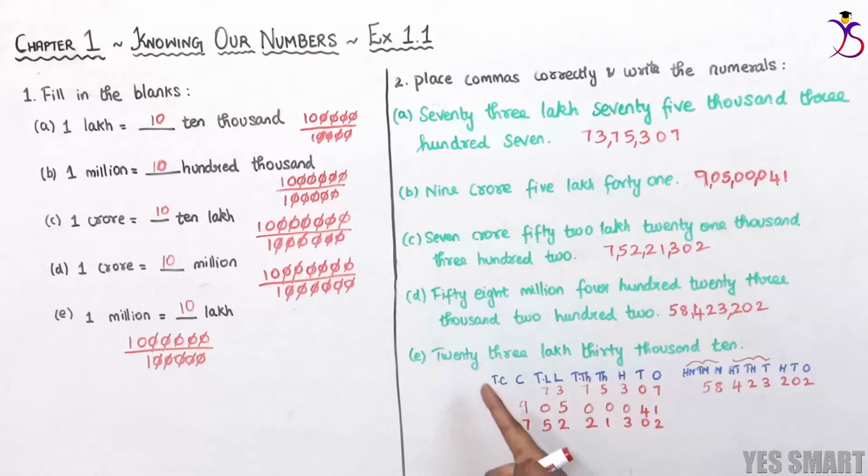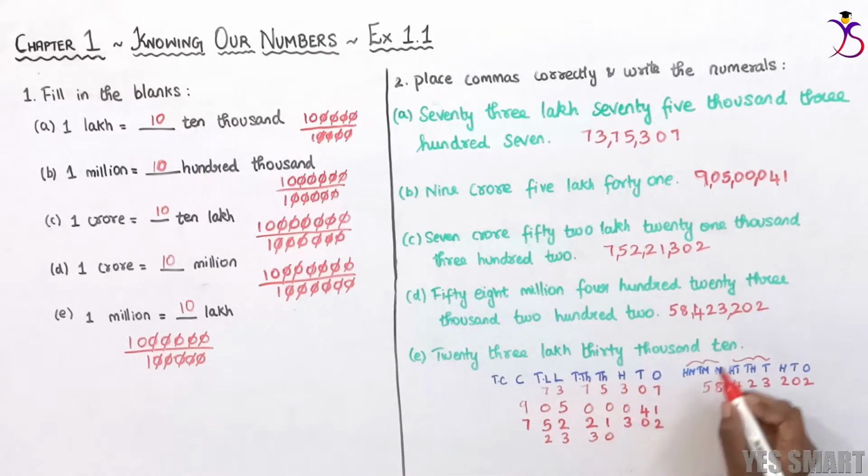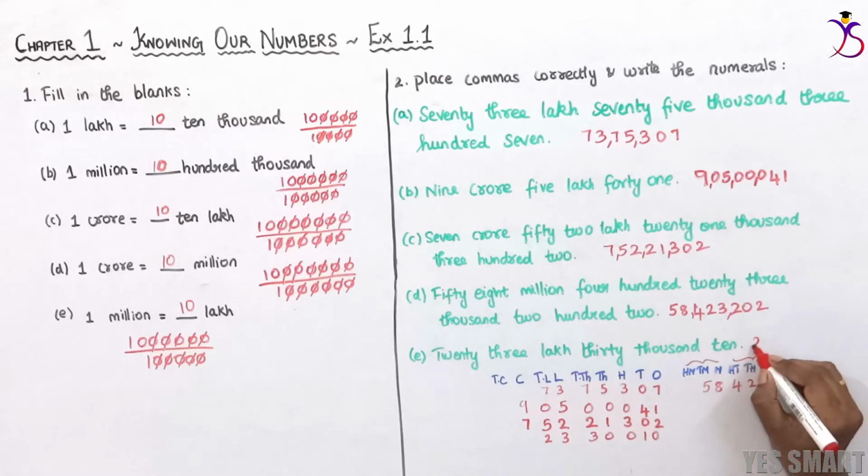Next, last subdivision, 23 lakh. So in lakh, we will write 23, in thousand, we will write 30,000, and in ones we will write 10. The remaining place is 0. So this is the final value.